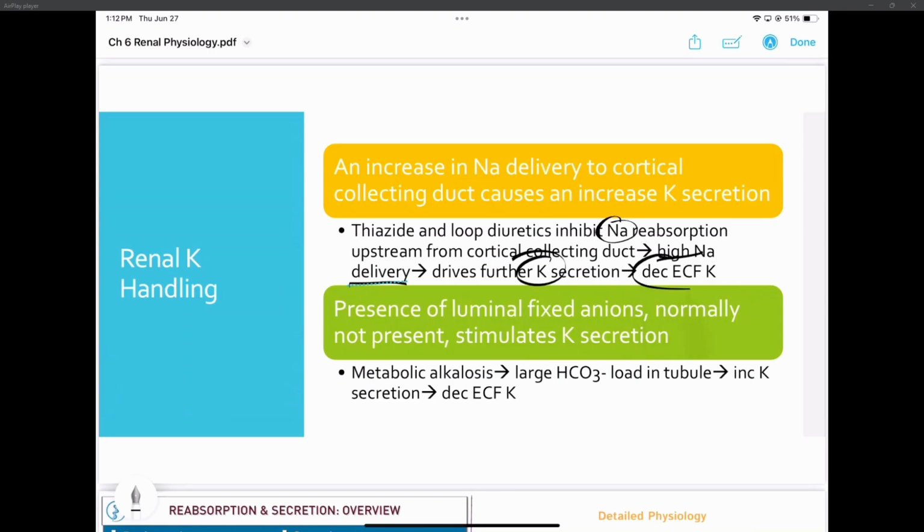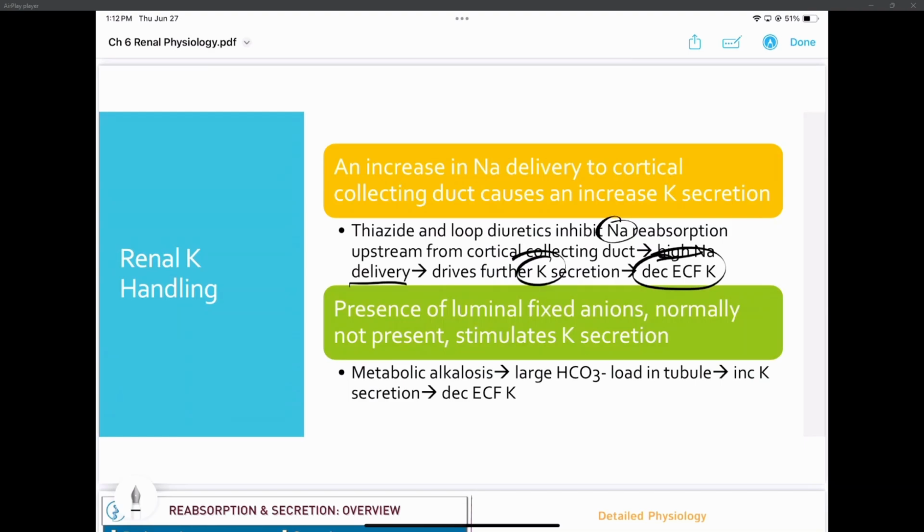And that's going to decrease extracellular potassium. Which is why when you give a thiazide or a loop diuretic, you have to check potassium. Because when you give these two types of diuretics, that sodium is going to go along for the ride. When it gets to the CCD, it's going to cause more potassium secretion, causing hypokalemia. Because the potassium is going to go into the urine, and we get rid of it.